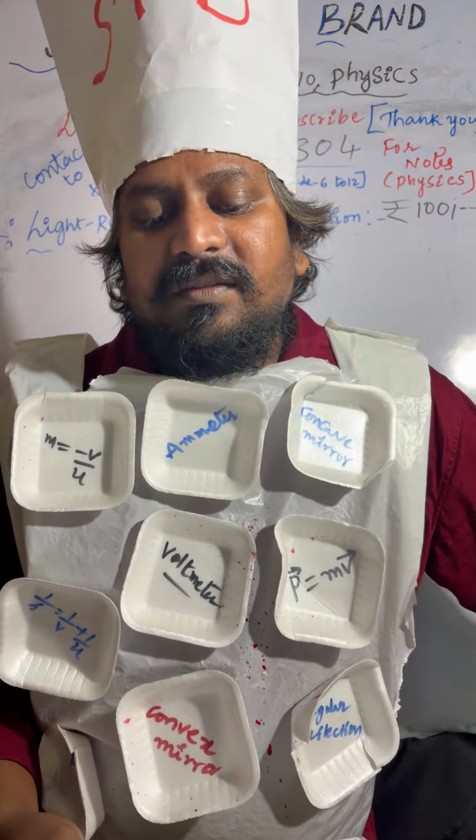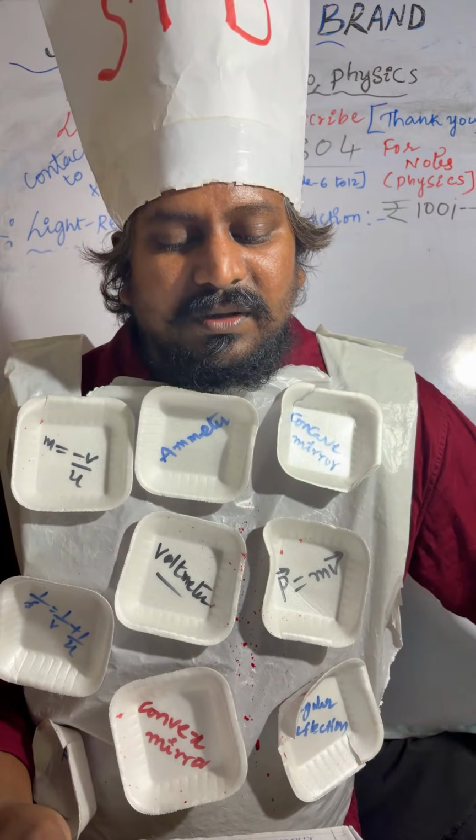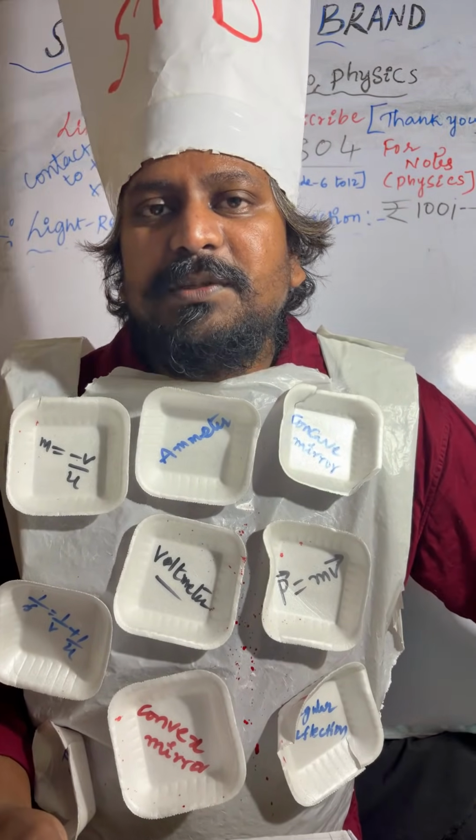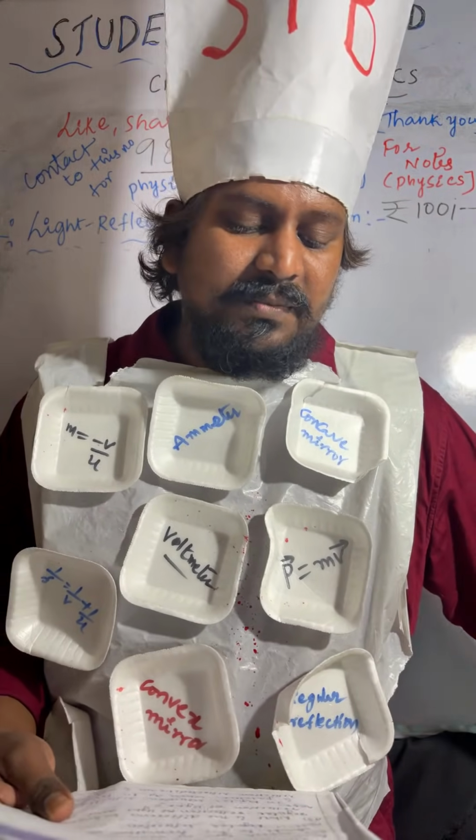What is the radius of curvature of the plane mirror? Radius of curvature is infinity. What is the power of the plane mirror? Power of the plane mirror is 0. What is the value of speed of light in space? 3 into 10 power 8 meters per second.